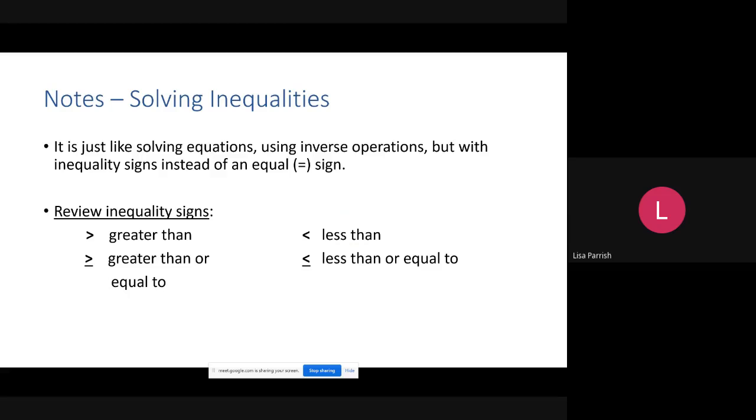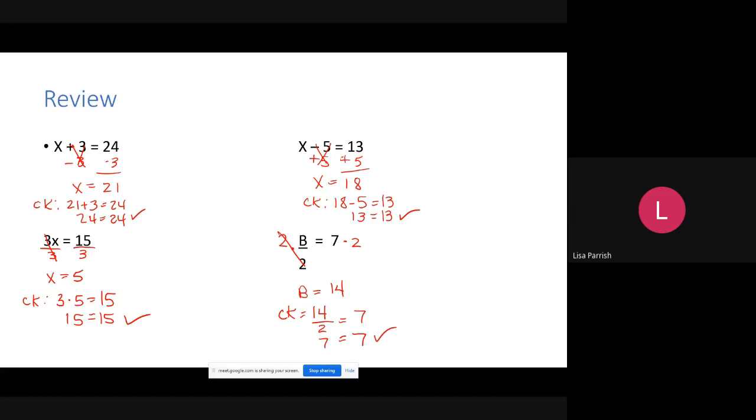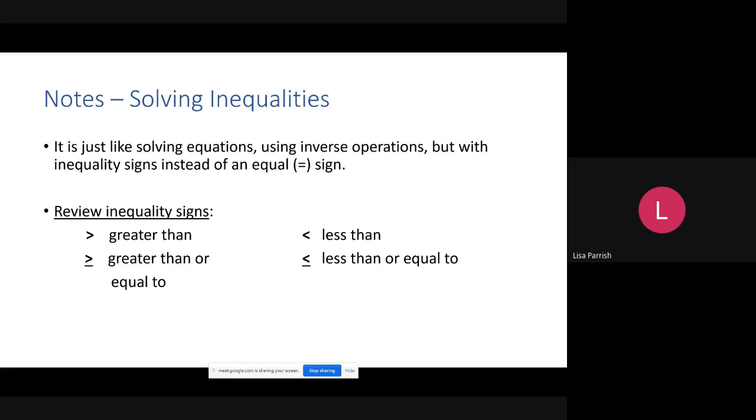The only difference is instead of an equal sign, like you saw here on all of these problems, you're going to have an inequality sign. Okay, so that's the only difference. You're going to solve them just like we did equations, and that's a good thing because we've practiced that a lot. And so that should be familiar, and you're not having to learn a completely brand new skill. So hopefully that will be helpful to you as you solve the inequalities.